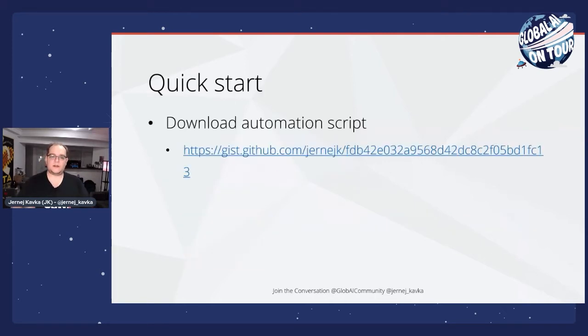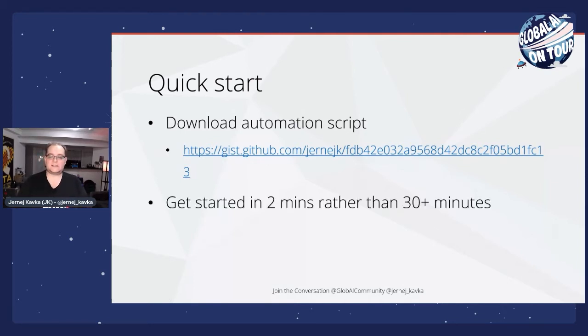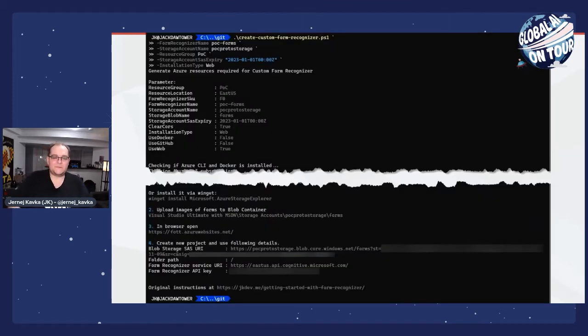Now, I have built an automation script. You can download it over here, and it automatically creates all of the resources you need. This allows you to get started in about 2 to 5 minutes, whereas previous demos took more than 30 minutes to set up when I did it step by step. So it cuts down a lot of work, and I think it's going to get better once they figure out all of the stuff.